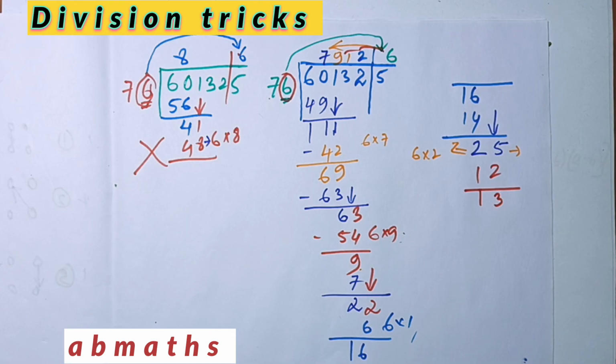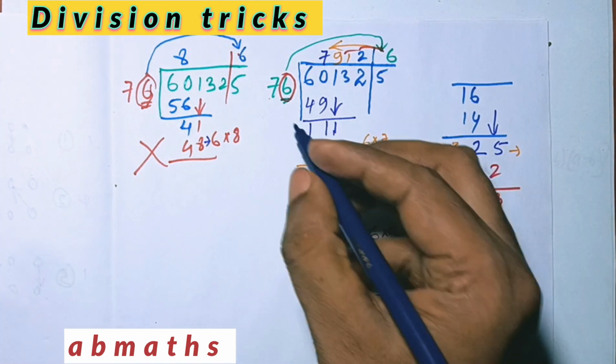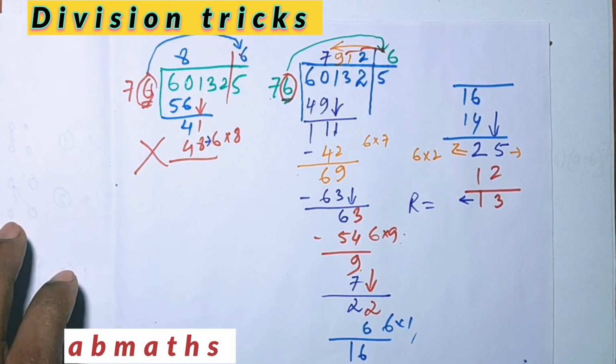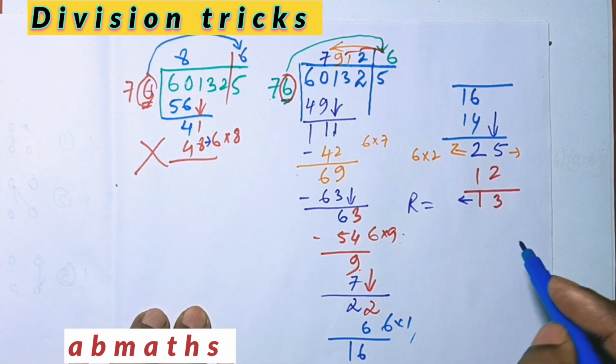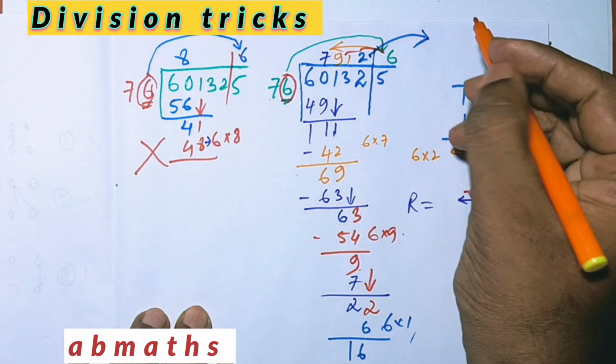13 is the remainder when we divide 60132 by 76. This will be called the remainder. Since we cannot divide 13 by 76, this is our remainder. We can further divide it to get decimal point. We'll put a point here. Let us write the value here.